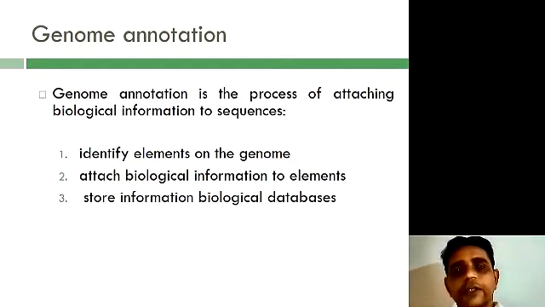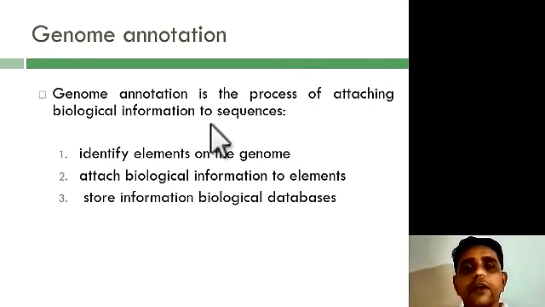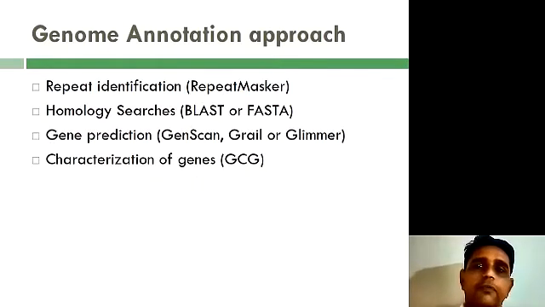So genome annotation is the process of attaching biological information to the sequences. It will include identifying the elements of the genome, attaching biological information to the elements, and storing the information in different kinds of biological databases. That would be included in the process of genome annotation.